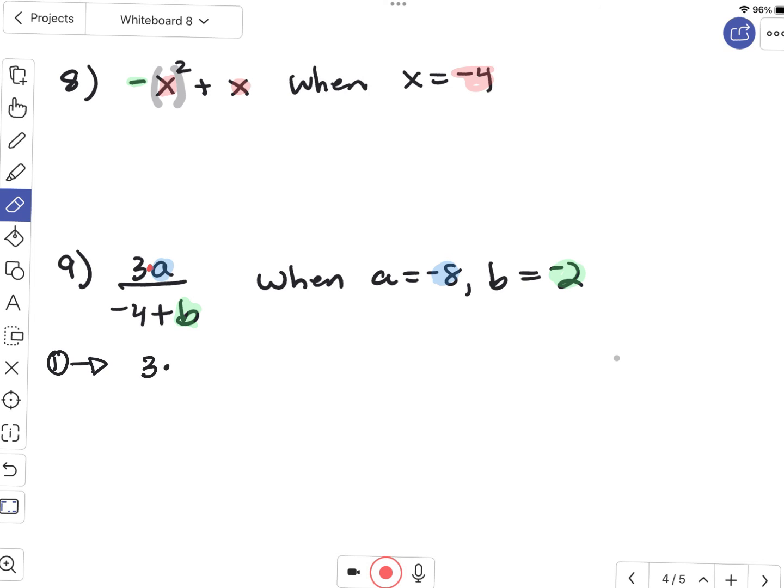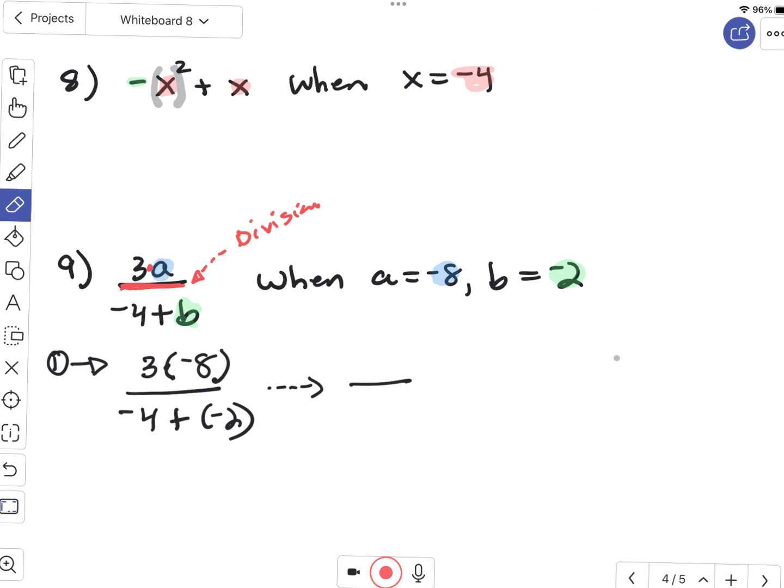Now you can either use a dot to show multiplication, or you can use parentheses, right? I like to use the parentheses, and then division. Remember, this is division. And then we have a -4 plus a negative 2. So that's what your first step should look like. So let's evaluate the numerator. Do you know what the numerator is? Yeah, it's the top expression.